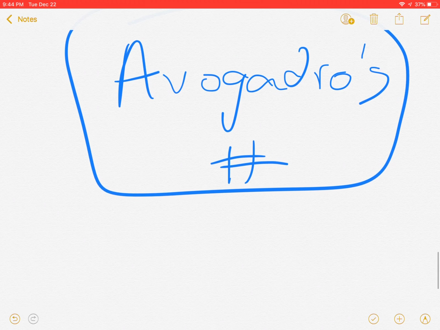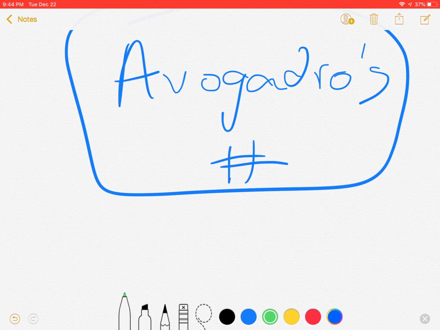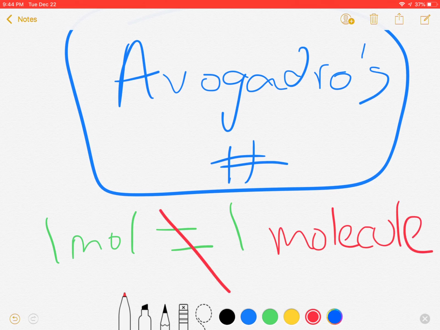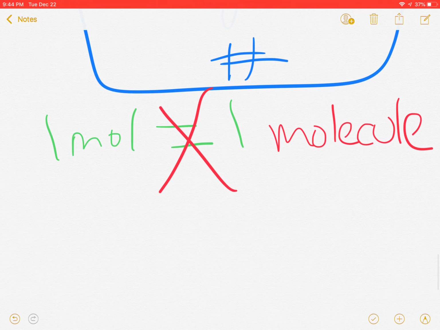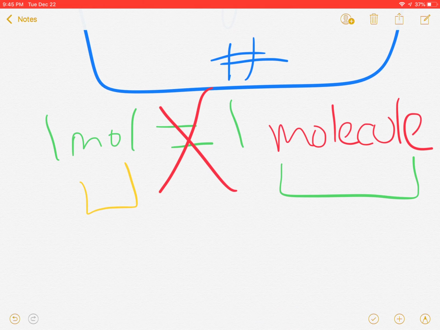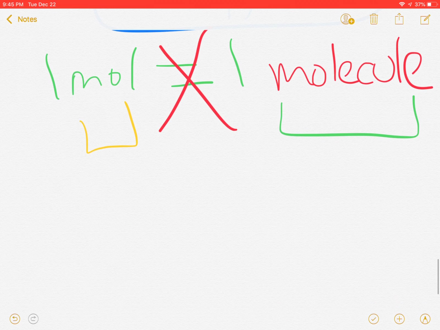It's important to note that 1 mole of something is not equal to 1 molecule of something. It's very important to understand the difference between a mole and a molecule. A molecule is just a way of saying a compound of 2 or more separate elements. A mole, on the other hand, is just a way of saying, similar to a dozen, that I want 6.022 times 10 to the 23 of something.